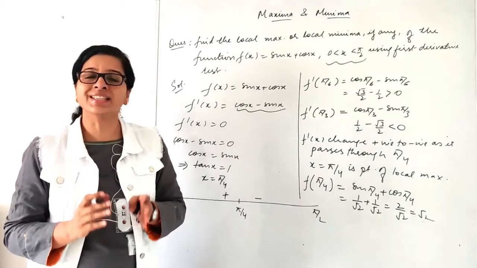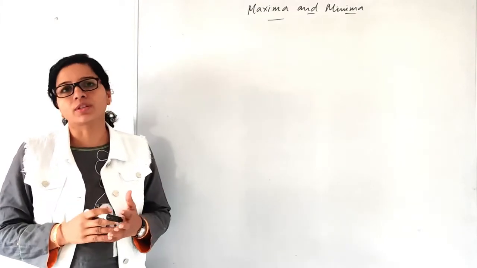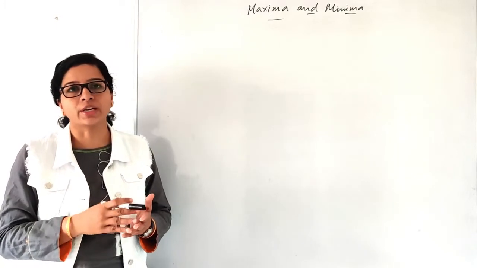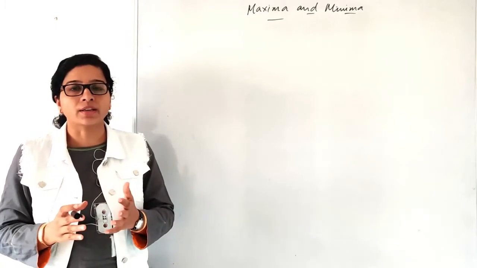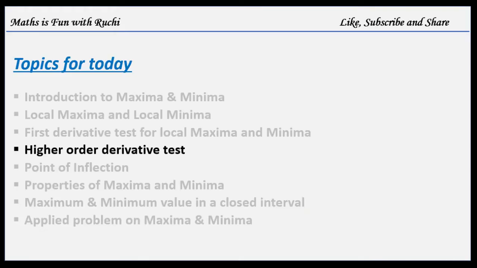Now we'll start with the second derivative test. Just now we studied the first derivative test and it was a little tedious to find out the points of maxima and minima, because observing the change in the sign as x increases through the point was slightly difficult. So now there is another test, that is the higher order derivative test. So what exactly is the test?